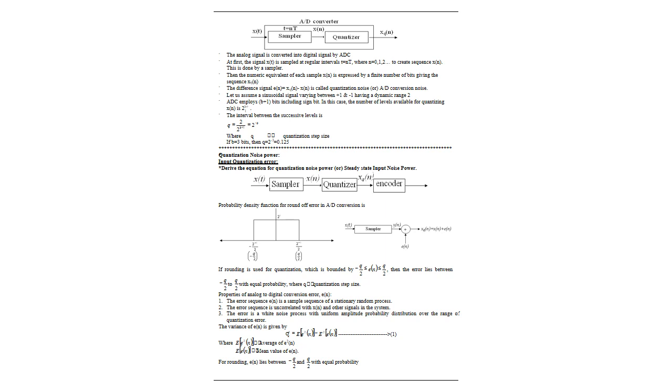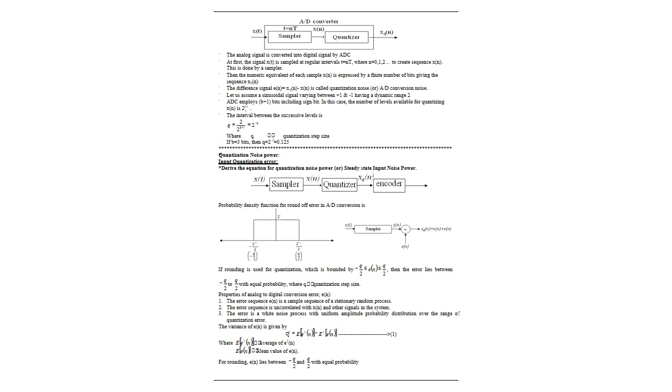Next is the quantization noise power. There is x of t to the sampler, then we get x of n and then we go to the quantizer. After that we will receive xq of n and then it enters the encoder part. The probability density function for a round off error in analog to digital conversion is shown in the figures. If we round off the values, it is used for quantization. So that is bounded by minus q by 2 less than or equal to e of n less than or equal to q by 2. Then the error lies between minus q by 2 and q by 2 with equal probability, where q is the quantization step size.